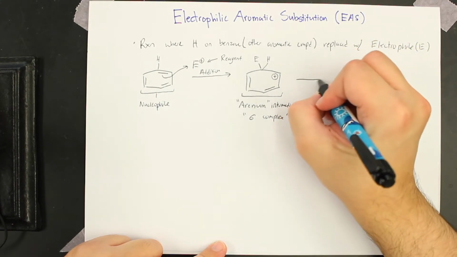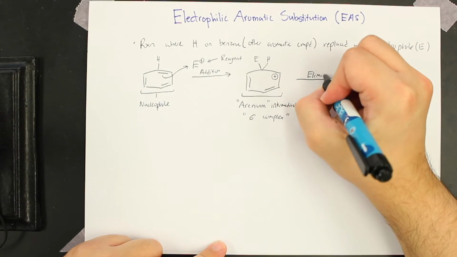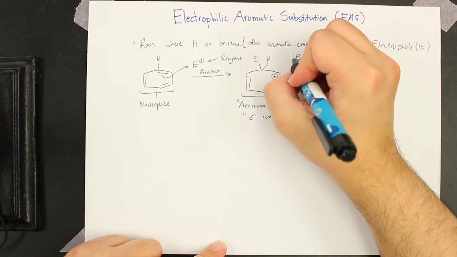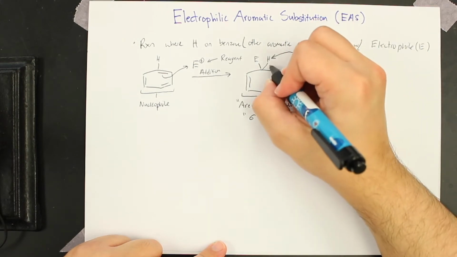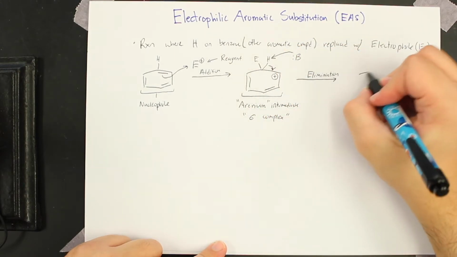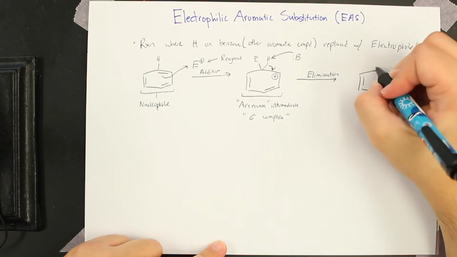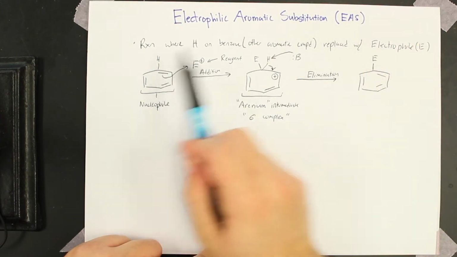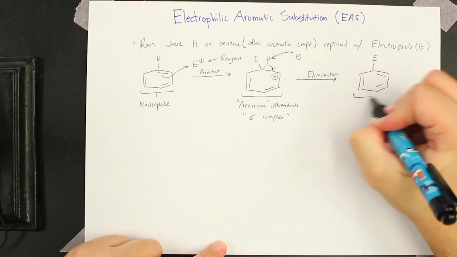So it reacts very rapidly in the second step. The second step is an elimination. In our reaction mixture, a base with a lone pair of electrons is going to deprotonate that hydrogen and reform the double bond here to give us the product. So here's our product. The overall transformation is from a hydrogen to an electrophile. That's the substitution portion. And then this is our product.